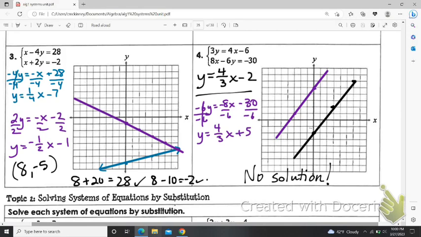Okay, hopefully for number 3 and number 4. So number 3, my solution is 8, -5, way on the edge of the graph. And for number 4, there is no solution because both of these equations have a slope of 4/3, and so they are parallel lines. And you can see what the lines look like there. So feel free to pause again if you need a moment to jot anything down.